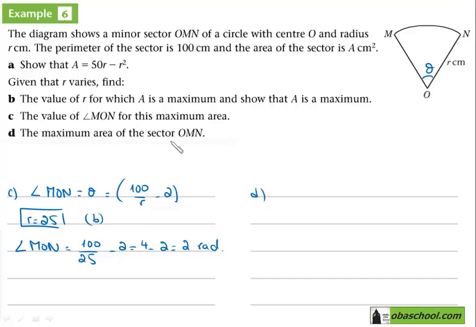Finally, for part D, we need to calculate the maximum area of the sector OMN. So we need to find the area, where R is 25. Area is 50R minus R squared. Now we substitute. 50 multiplied by 25 minus 25 squared. The value for the area is 625 centimeter squared, because we need to write the unit.